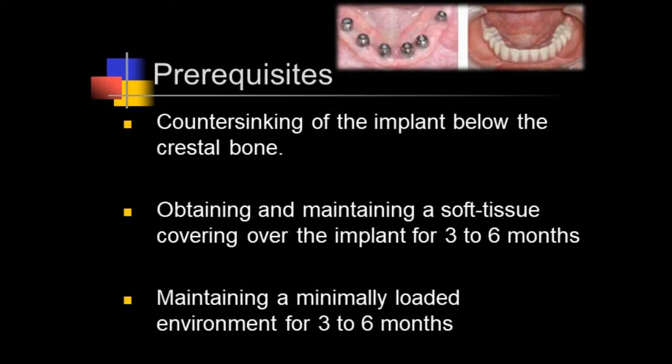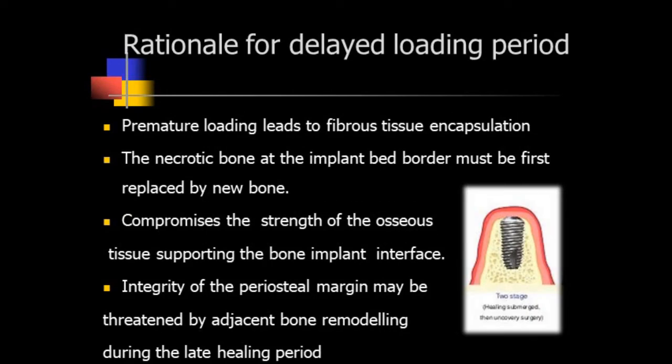So one of the most emphasized requirements was a stress-free healing period of 3 to 6 months, and this made the implant treatment period lengthier. Let us see the rationale for a delayed loading period. If there is premature loading, it can lead to fibrous tissue encapsulation instead of direct bone apposition. Also, the necrotic bone present at the implant bed border is very weak and not capable of load bearing, so this must first be replaced by new bone. So the delayed loading period gives time for all of this.